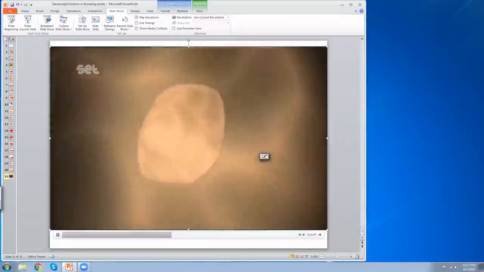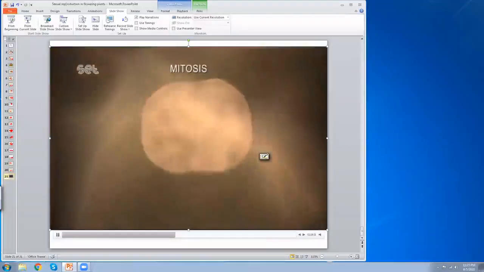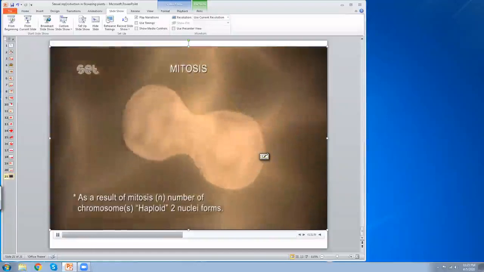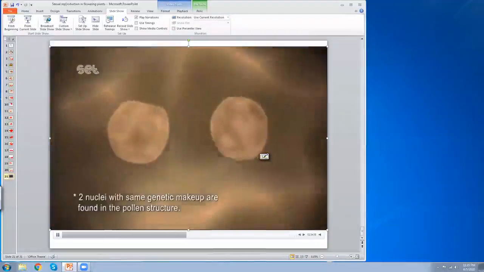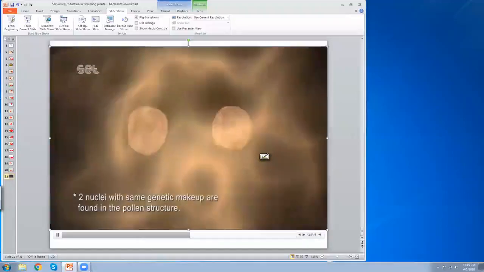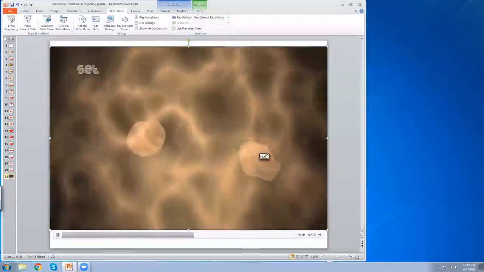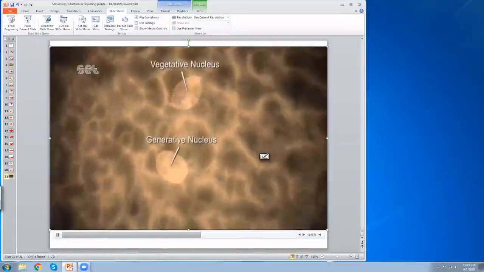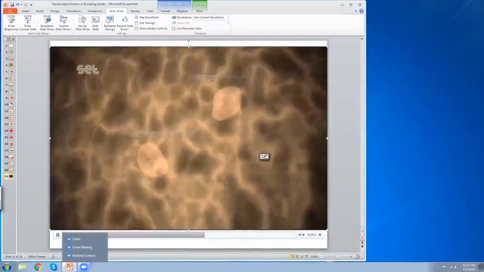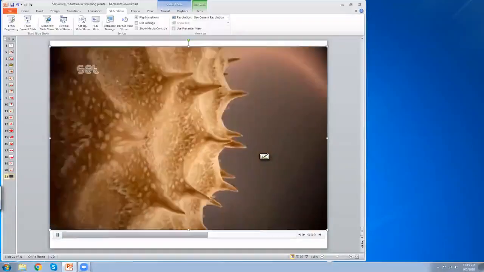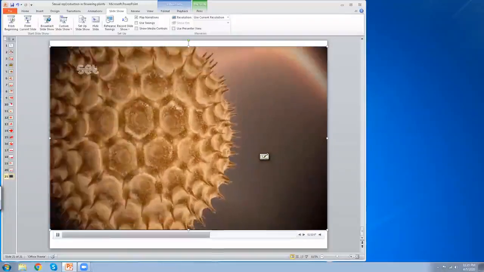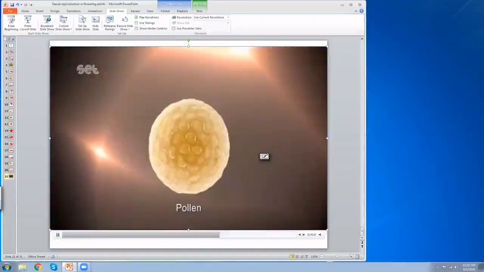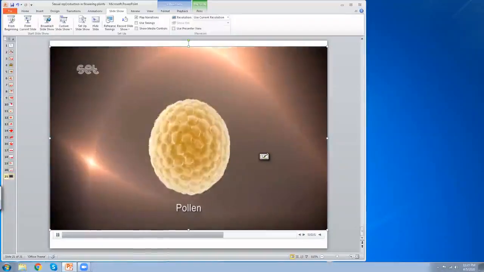These spores will be present inside the chamber and will undergo mitosis, and as a result a large number of haploid two-nucleate stages are produced. These two nuclei will have genetically the same content because they are produced from a single cell. One will be the vegetative nucleus, the other the generative nucleus. So this is a two-cell stage of the pollen grains. You can see the beautiful ornamentation with a lot of spikes externally, and internally this pollen will have the vegetative nucleus and the generative nucleus.